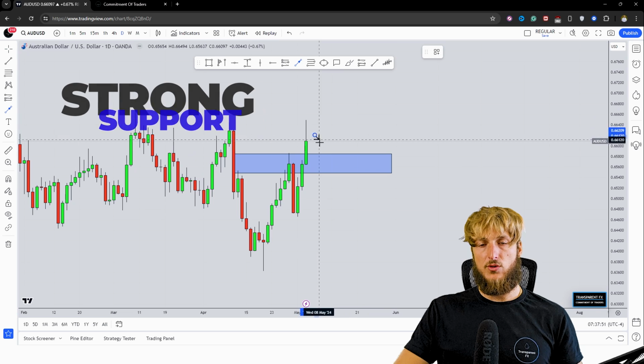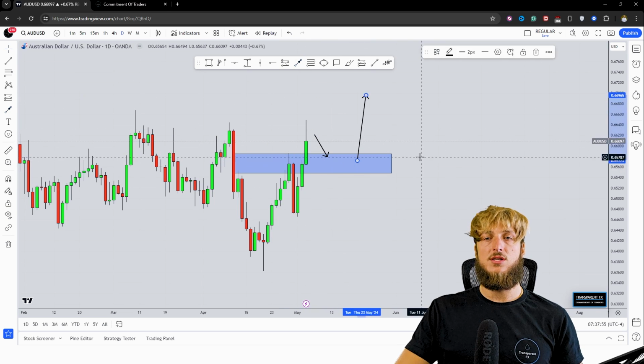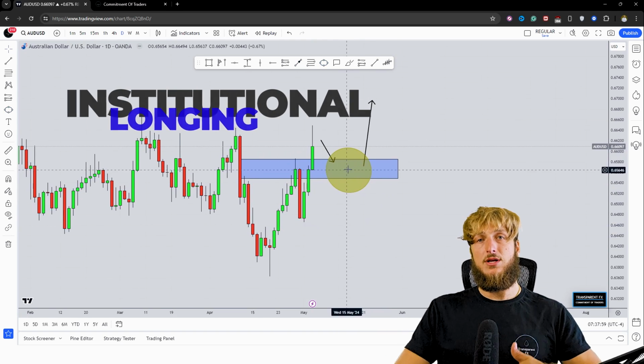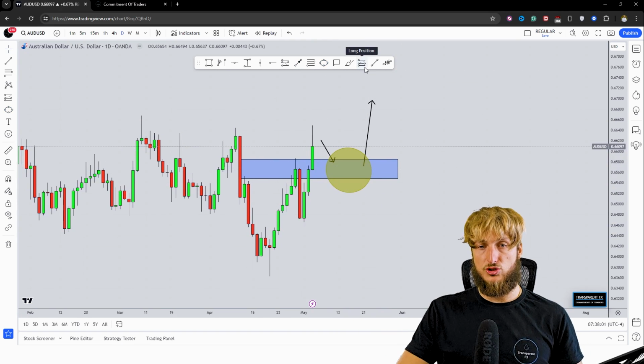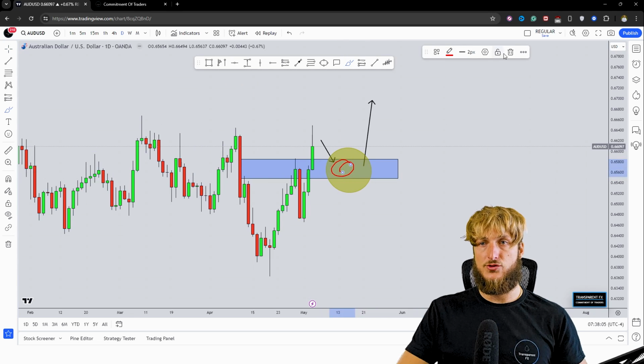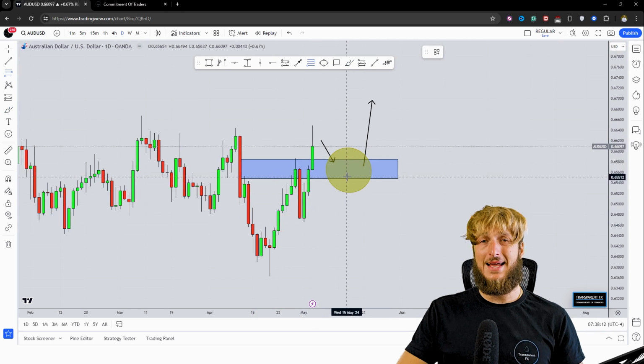So if the market will now go and retest this zone, what we could expect is to see even more institutional longing inside of this area, further increasing the probabilities of a potential push higher away from the zone, because actually this is a confluence of support level, because we have both the previous resistance turned support and also the Fibonacci levels lining up in this area.